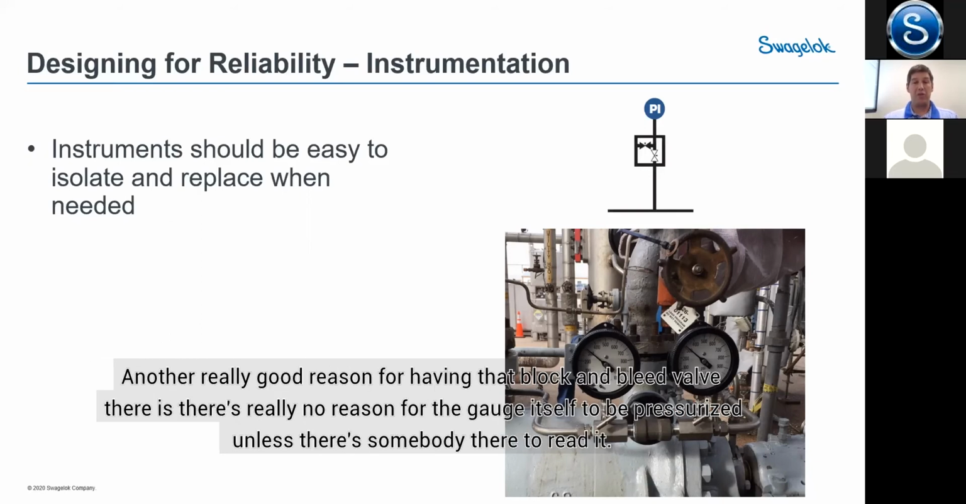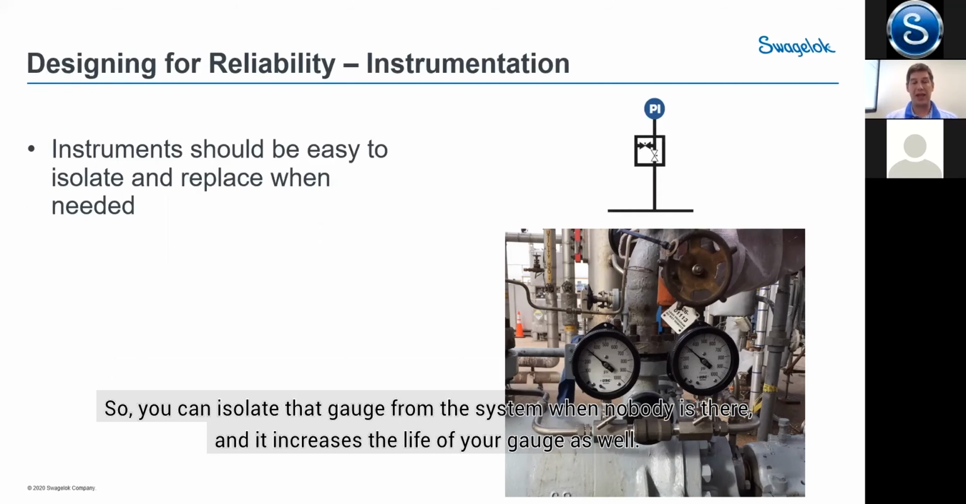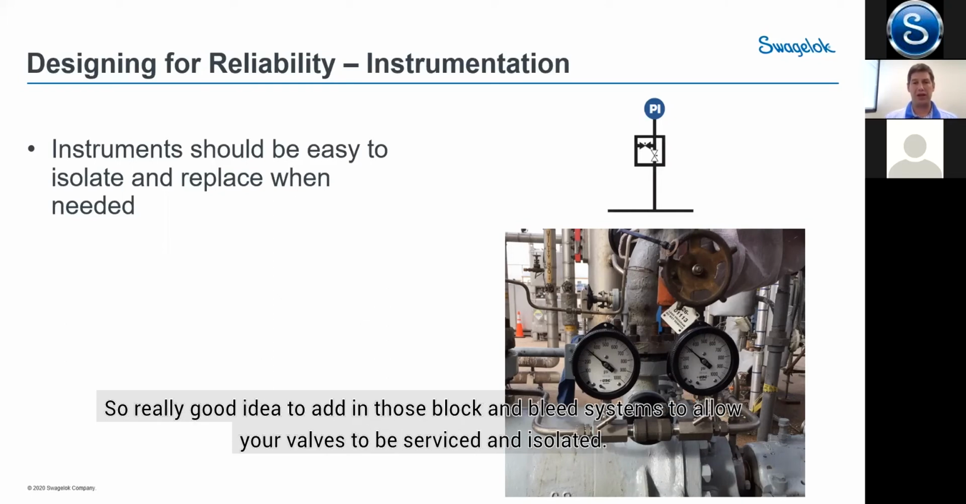Another really good reason for having that block and bleed valve there is there's really no reason for the gauge itself to be pressurized unless there's somebody standing there to read it. So you can actually isolate that gauge from the system when nobody's there, and it increases the life of your gauge as well. So it's a really good idea to add in those block and bleed systems to allow your valves to be serviced and isolated.